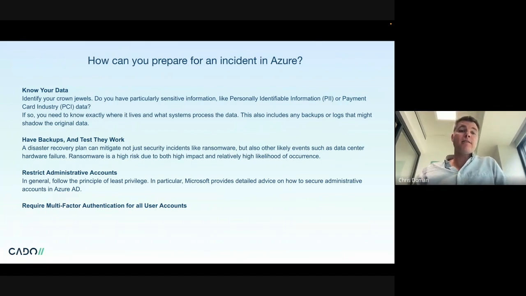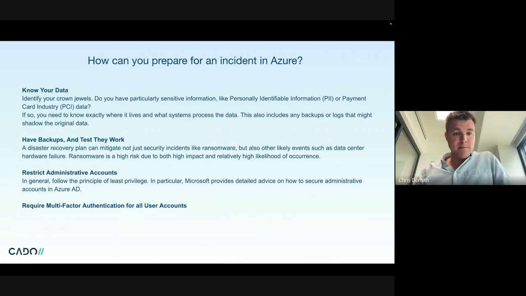One thing, identify your crown jewels. Know what data you don't want to lose, particularly things like PII, so credit card data and similar, and know exactly not only where that data sits, but also which systems process it too, because you might be getting that data stolen in transit.